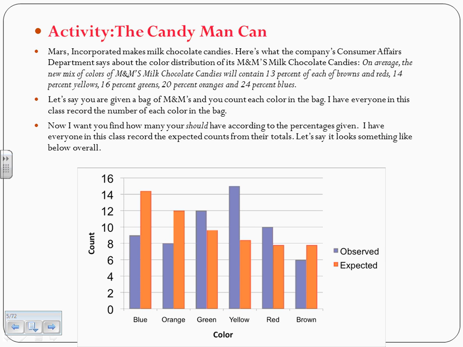Let's say you are given a bag of M&M's and you count each color in the bag. Okay? And then everyone in this class records the number of each color in the bag. Now I want you to find how many you should have according to the percentages given. And everyone in class has recorded the expected counts from their totals. Let's say it looks something like this below.